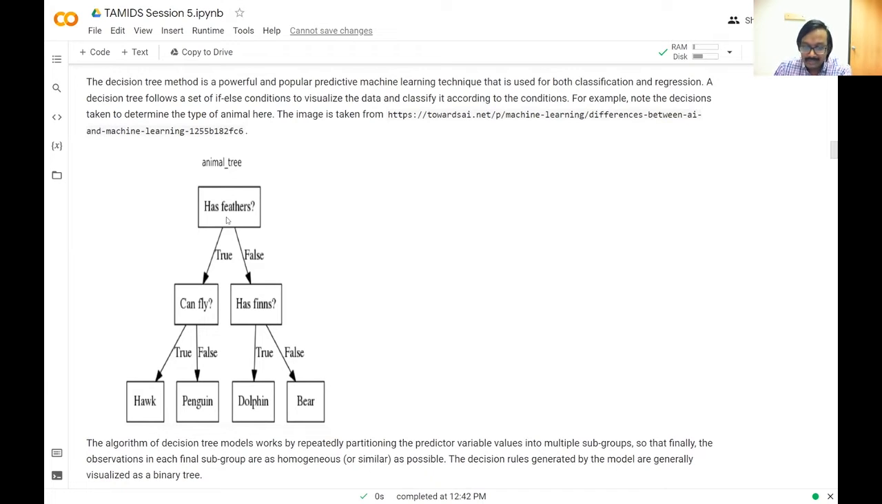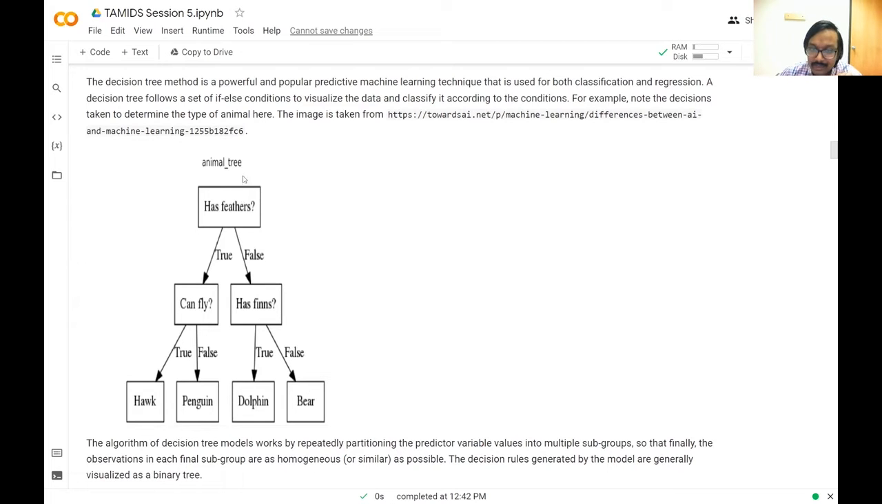So notice that I first ask the question, does the animal have feathers? And if the answer is yes, I ask a second question. Okay, it has feathers, but can it fly? And if the answer to that is yes, then we understand that it must be hawks. But if it cannot fly, then we understand that it must be penguins. And if the animal does not have feathers, then we ask the second question, does it have fins? Yes, then it's a dolphin. If not, then it's a bear.